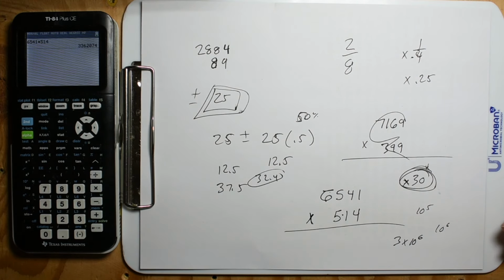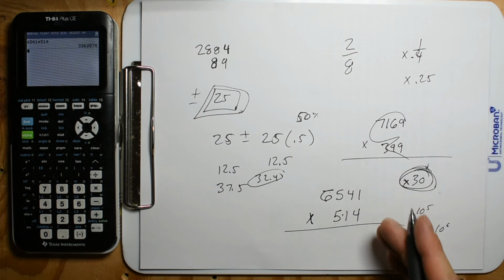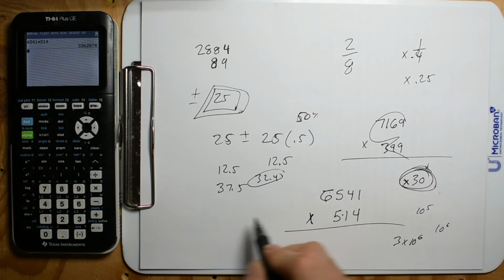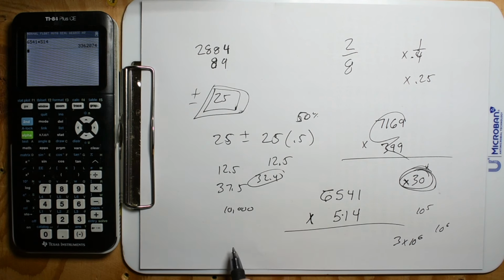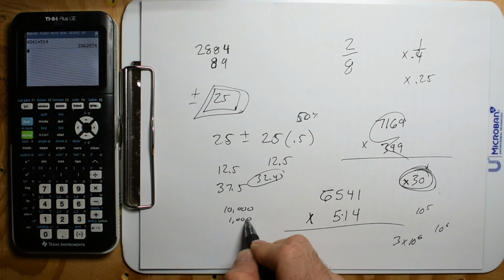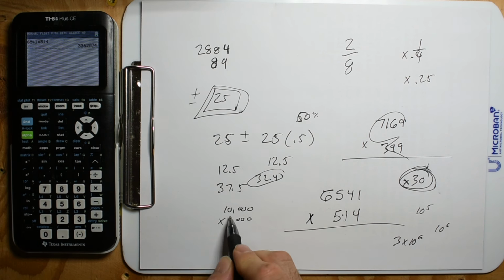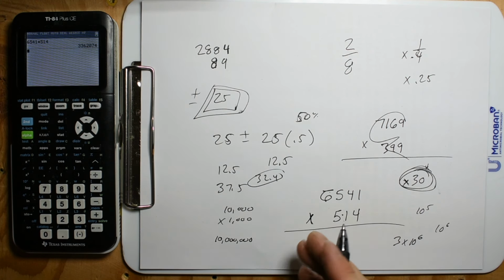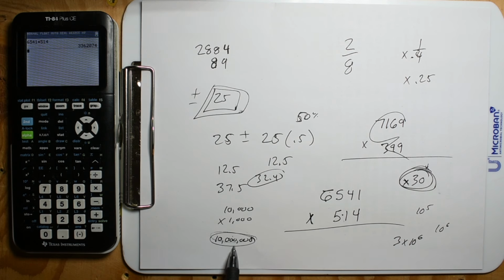All right, booyah. We got 3,300,000, you know, we got 3 million. But if you rounded this up, you would have 10,000, and then if you rounded this up, you would have 1,000, and then you would get 10 million. You know what I mean? You would have 7 zeros. And so you'd be farther off doing it that way.